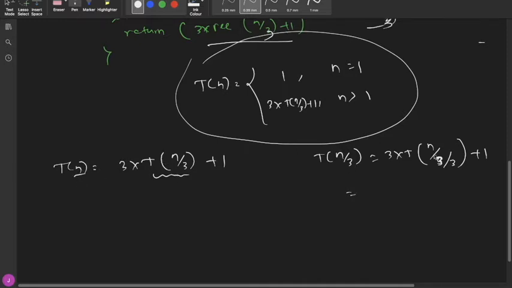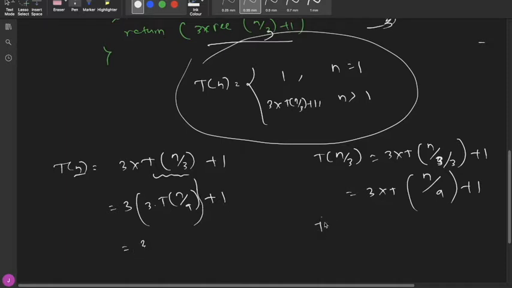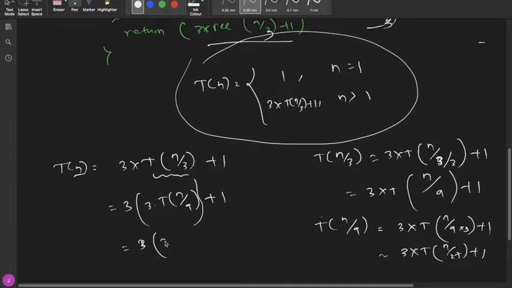If it is n/3, then it will be n/3/3. By solving it, we get 3 into T(n/9) plus 1. Now I'll simply substitute this: 3 into T(n/9) plus 1. Let's go further and substitute the value of T(n/9). What will be T(n/9)? 3 into T(n/9/3) plus 1. So how much will I get? 3 into T(n/27) plus 1.